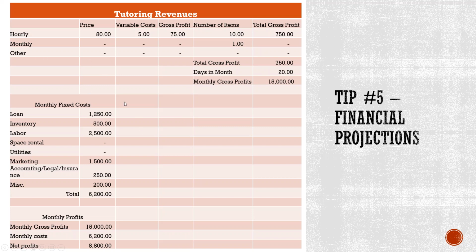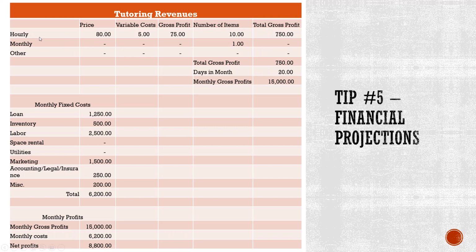And the way the structure is, it's broken into 3 categories: Category 1, Category 2, and Category 3. Category 1 is going to be your revenues, how much money you're going to make. So for this example, what we're estimating is you're going to charge $80 an hour for tutoring services. Your variable costs, I love tutoring companies again, because the variable costs are so crazy low.